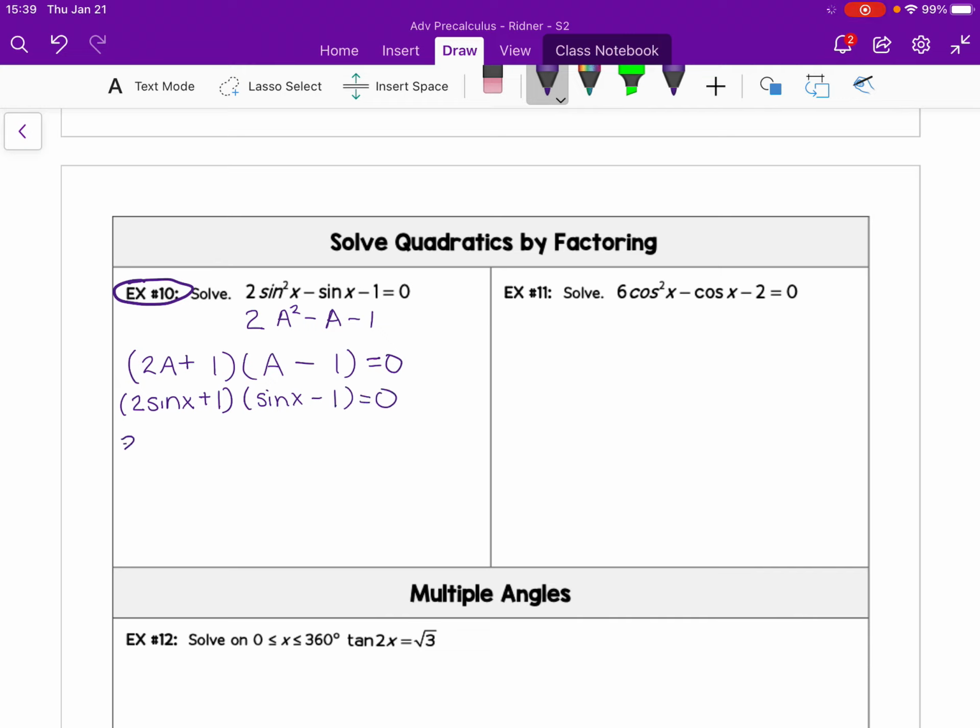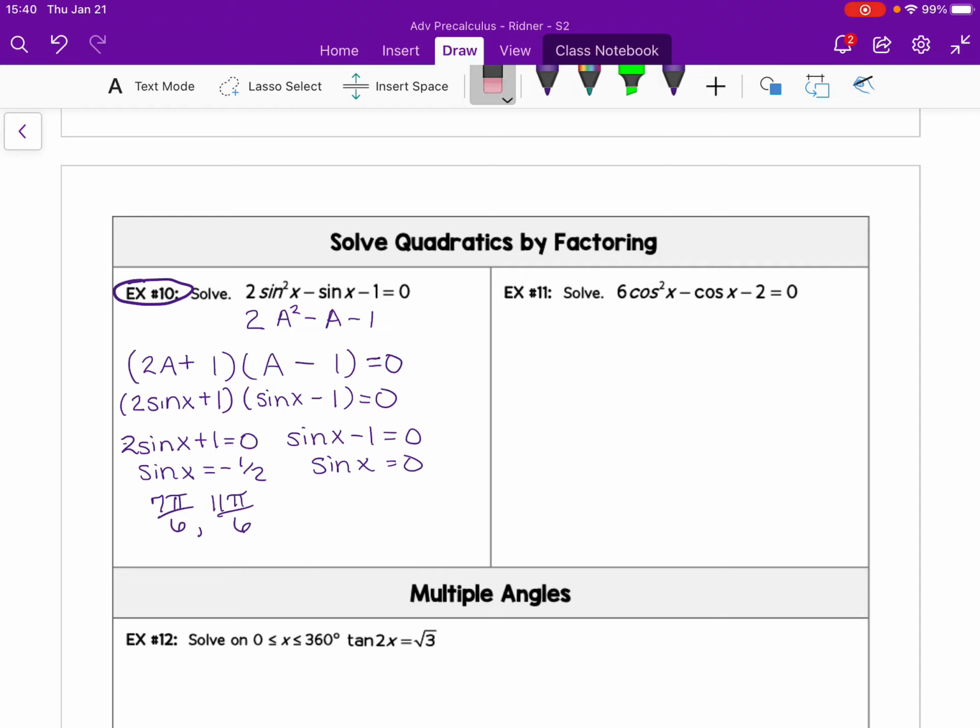Just like the last example, I could set them each equal to 0. So I get sine x equals 0. Sine x equals negative 1/2. Where does that happen? I have quit scrolling up to the box, but this is where you pause and make sure that you get those answers. But sine is negative 1/2, so the y value is negative 1/2 at 7 pi over 6 and 11 pi over 6.